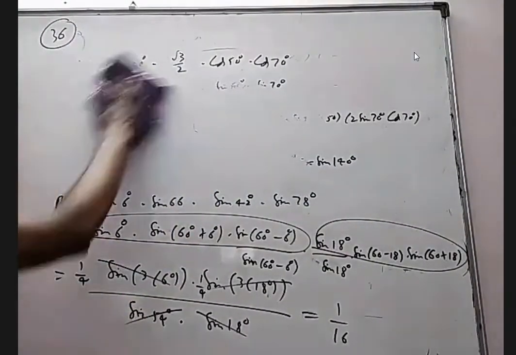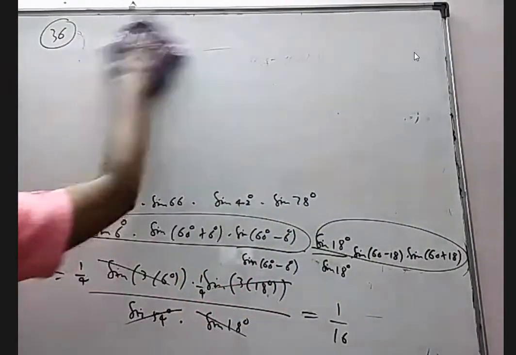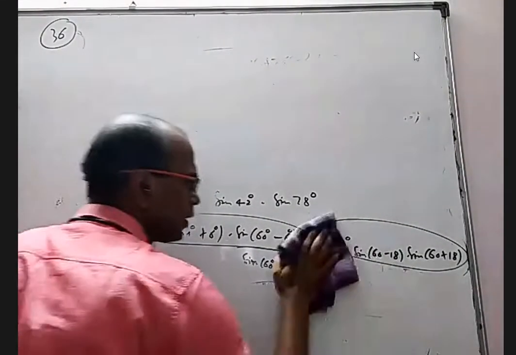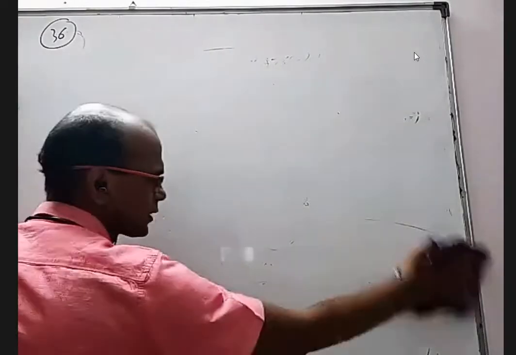Even the CS method is nice. We may use it in some other question, but not here. Sir, can you give us some examples like that now? Yeah, we may do it in 38 or something. We'll see that. Okay. Okay, sir.